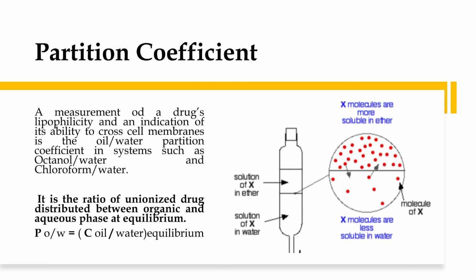Therefore, it is very important to understand the partitioning of the drugs. Two types of solvent systems are being used to analyze and calculate the partition coefficient. First is the octanol water, and second is the chloroform water system. So generally, the octanol water system is being used. So you have the two solvent systems. One is octanol, second is water.